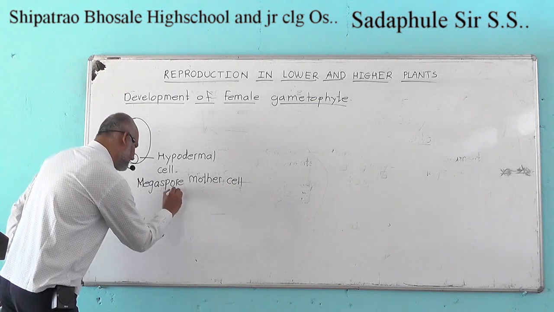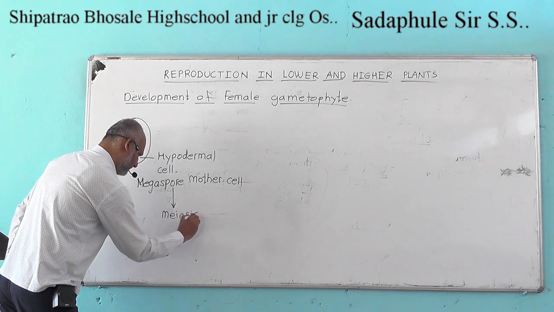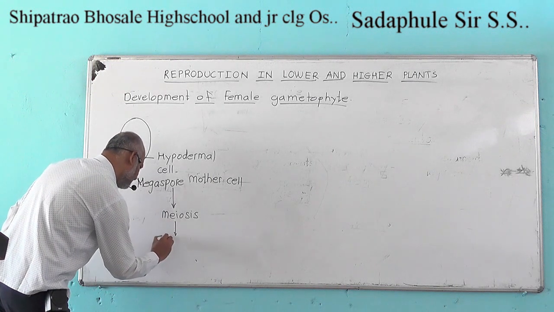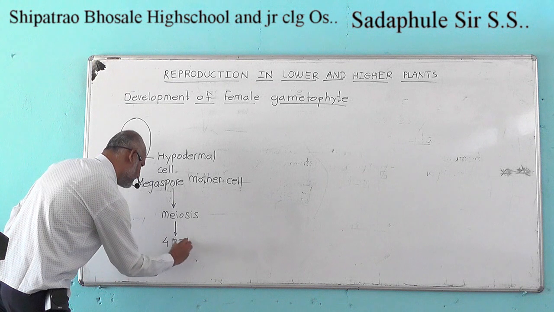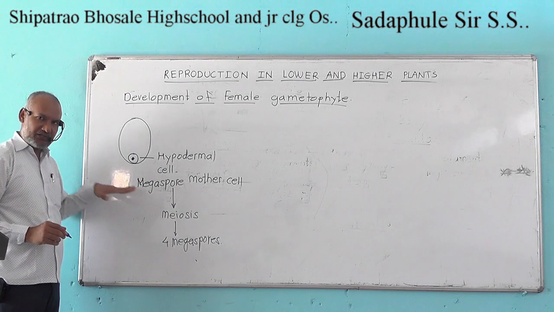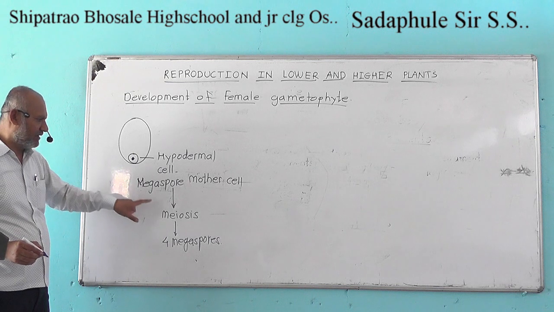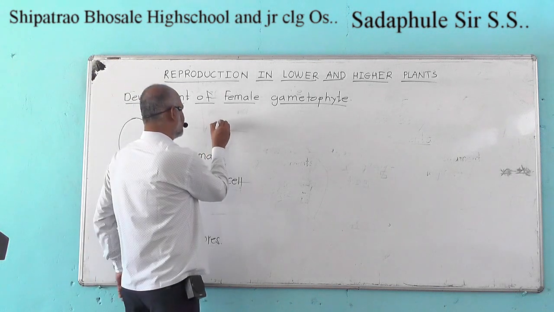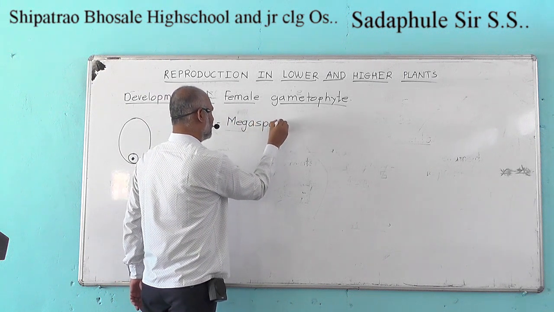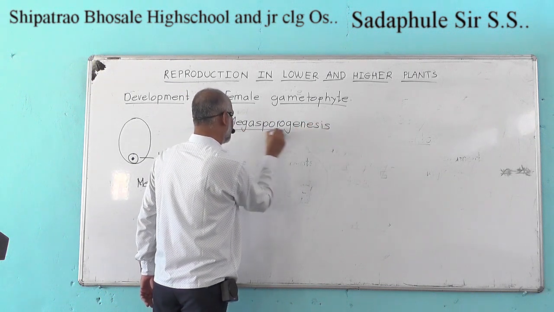This megaspore mother cell undergoes meiosis and it forms 4 megaspores. This process, the formation of megaspores from the megaspore mother cell by the process of meiosis, is termed as megasporogenesis.